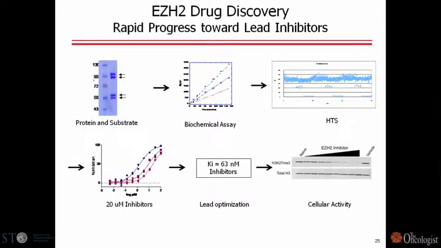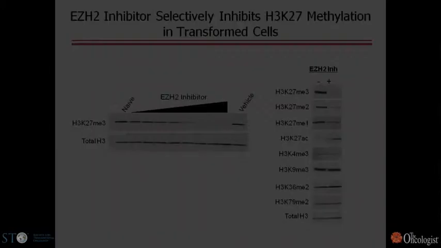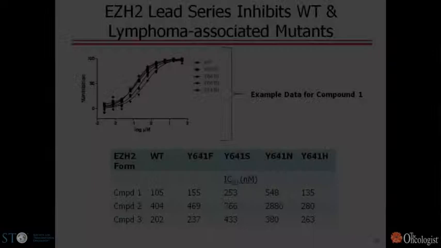So where are we in terms of drug discovery? Like DOT1L, we have potent and selective compounds. This slide is a little out of date. We're down to about 20 nanomolar compounds that get into cells and selectively inhibit the H3K27 mark with no effect on any of the other histone methyl marks. Our compounds, and this is a dated slide as well, we have more potent compounds now, but the take-home message from this slide is that our compounds hit both the wild type and the mutant enzymes.